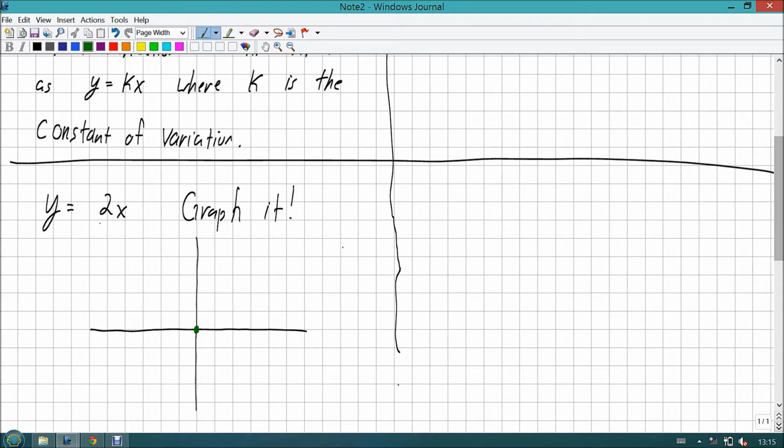And then from there, we use our slope. Our slope is still rise over run. So we would rise 2 and then run 1. Rise 2, run 1. Rise 2, run 1. Run away, or drop 2, retreat 1, and so on. And there you have it, your first direct variation line.